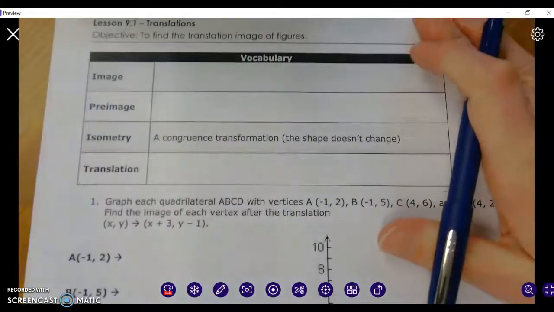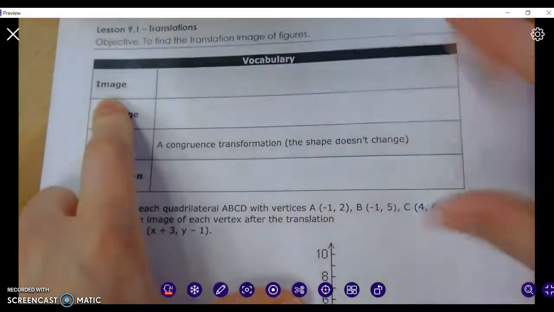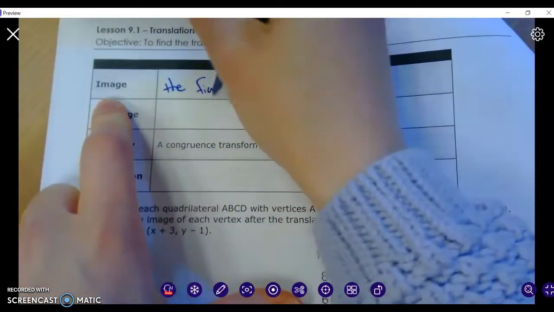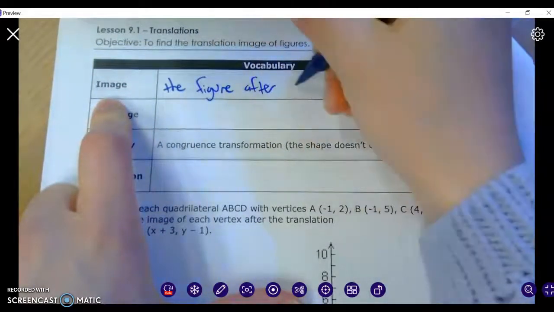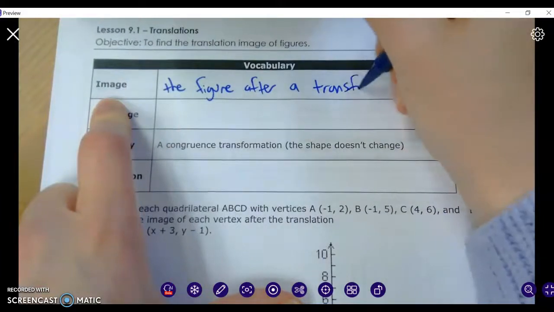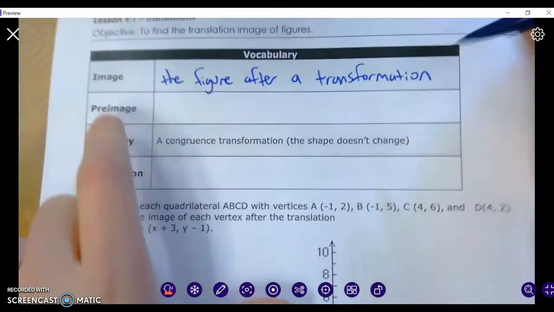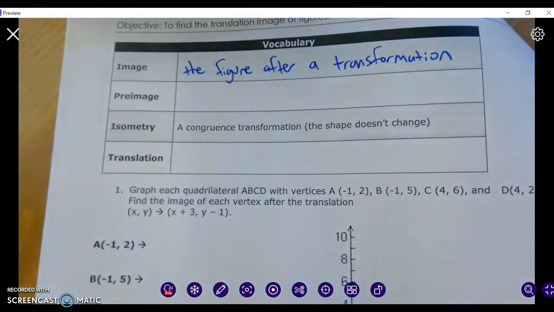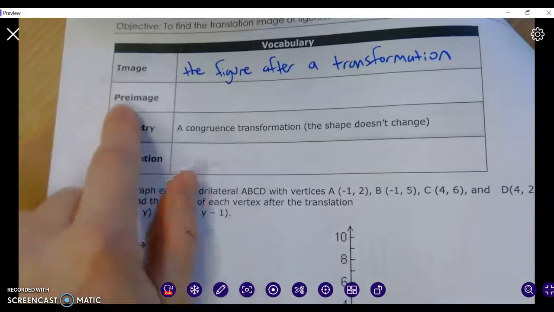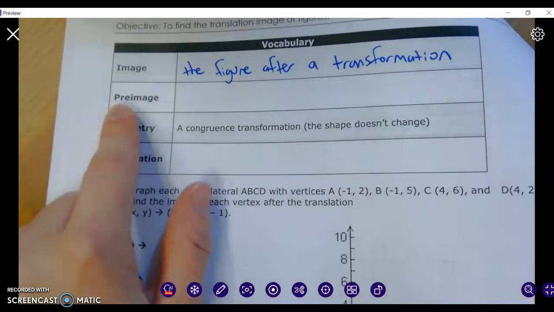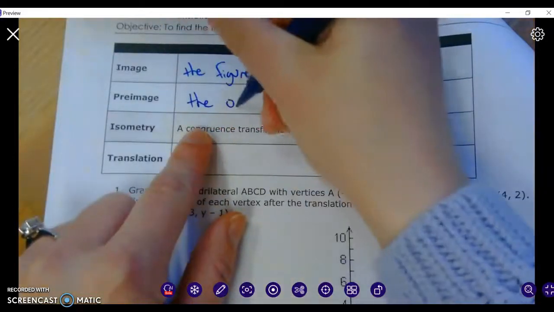So the first two words we're going to talk about, we'll use this whole unit. The first one is image. This is the figure after a transformation, so kind of like the second figure. Robot, so the robot would be the image. The pre-image would be the car. Use your English skills: pre, before. So the pre-image is the original figure, what you're starting with.